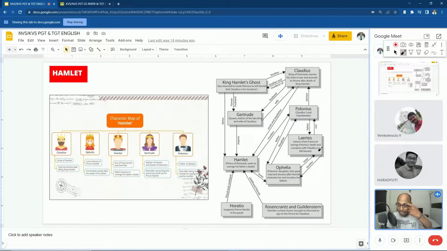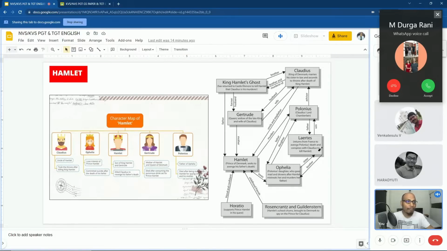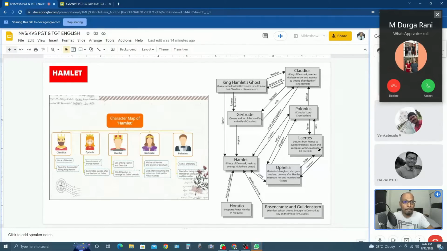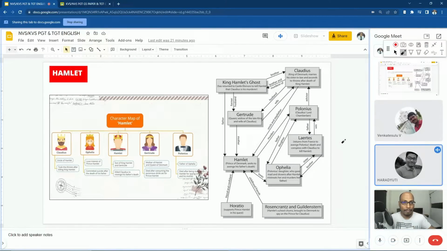So a question in the exam, I have seen one question. From which country did Laertes reach Denmark to avenge his father's death? So he came from France. Just a minute. Yes, sir. Actually, you told that Laertes is returning from France. Actually, you told the last sentence. Right.